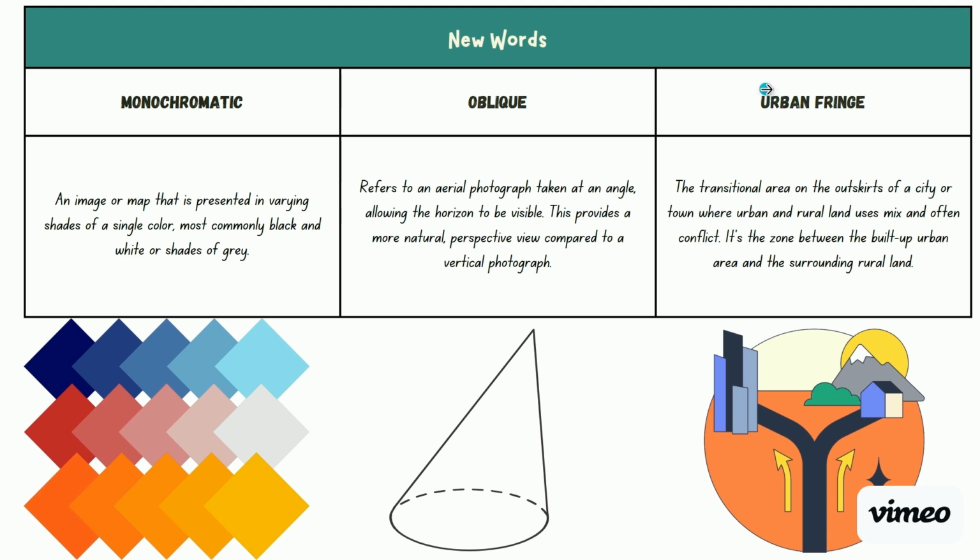Urban fringe is the transitional area on the outskirts of a city or town where urban and rural areas mix and often conflict. It's a zone between the built-up urban area and the surrounding rural land. Next is an explanation of aerial photography.